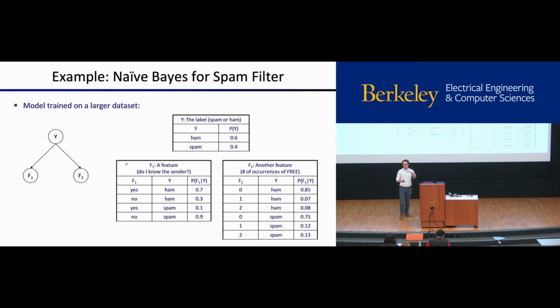So we look at our data set of 1,000 emails, and we see that exactly 400 of those emails are spam, and so we get this 0.4 in our table, and then we're good to go. And then you would fill out the other conditional probabilities the same way we already did. Okay, so this is trained on a bigger data set.